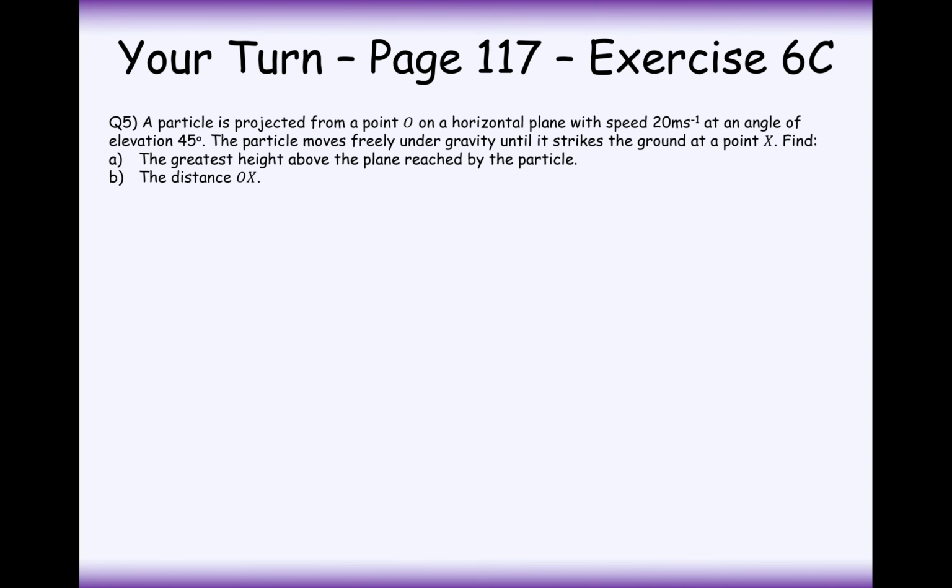So to draw a diagram of what's happened here, we have our horizontal plane and our particle has been projected like this. X is over here, O is over here, and we have an initial speed of 20 meters per second. We're first going to need to resolve this, so it's going to be 20 cos 45 in the horizontal component and 20 sine 45 in the vertical component.